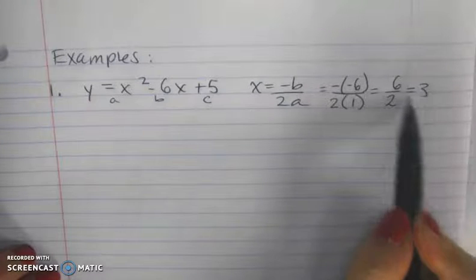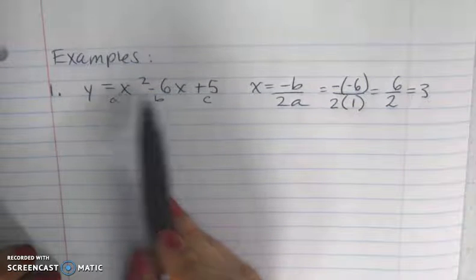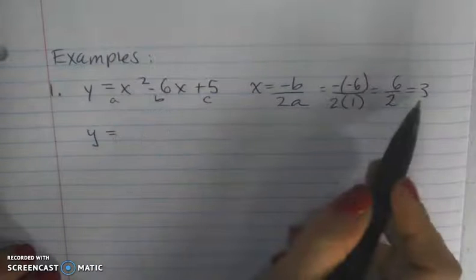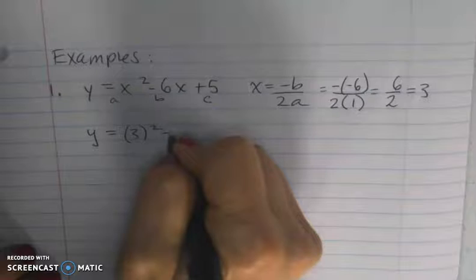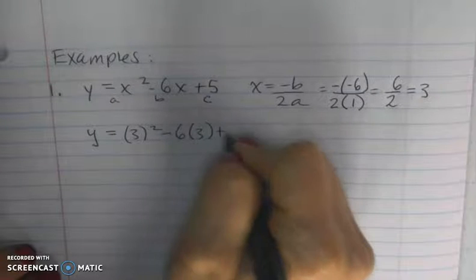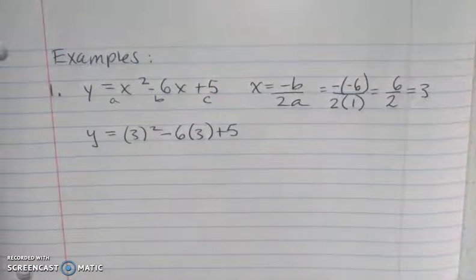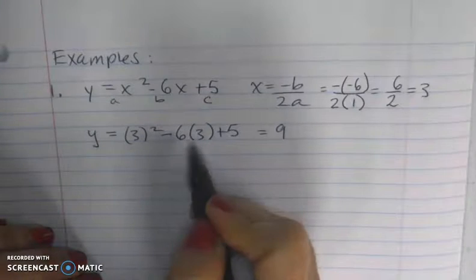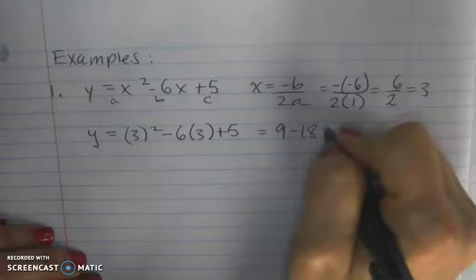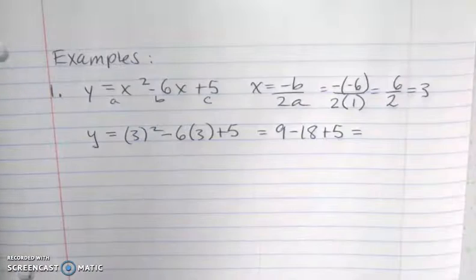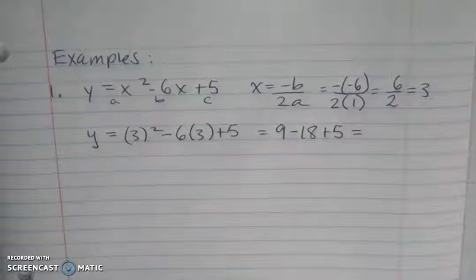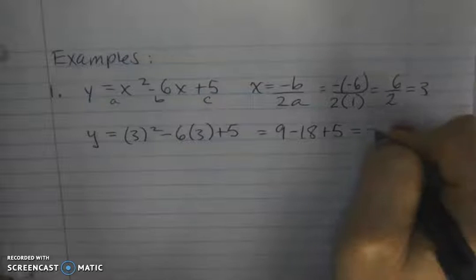We're going to take this value and substitute it back into our equation. Wherever we see x, we're going to put the number 3. And now we calculate. 3 squared is 9. Negative 6 times 3 is negative 18. Plus 5. I'll give you a minute to work out that mental math. And your answer is negative 4.